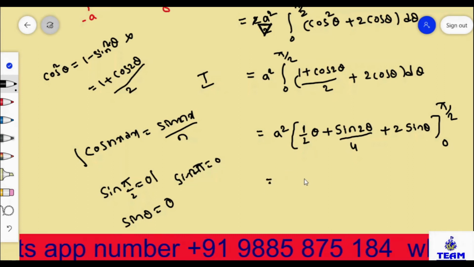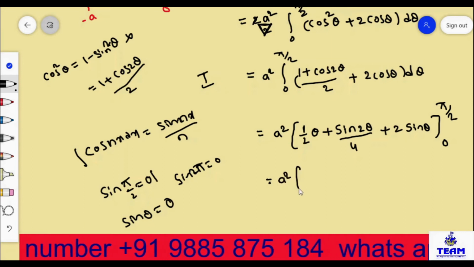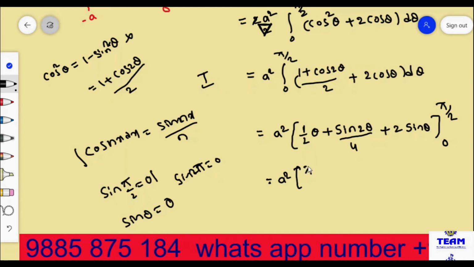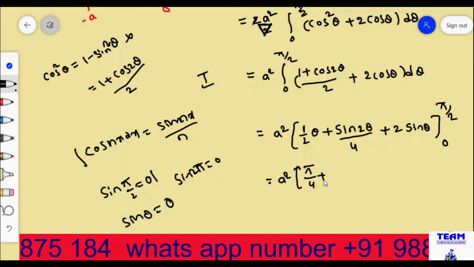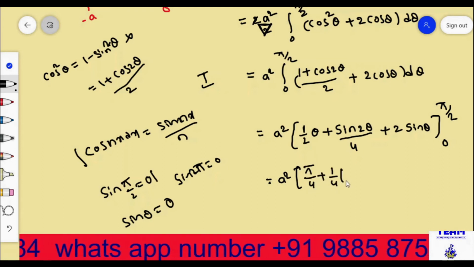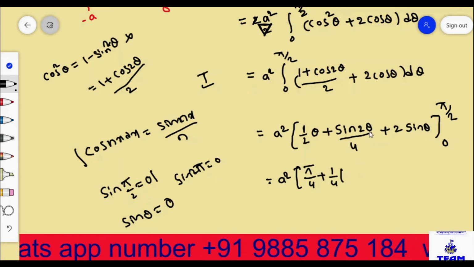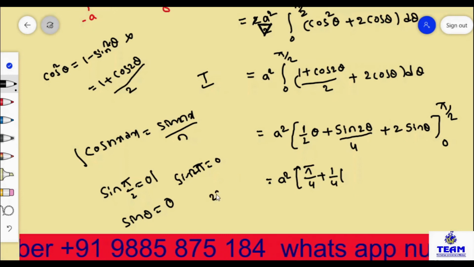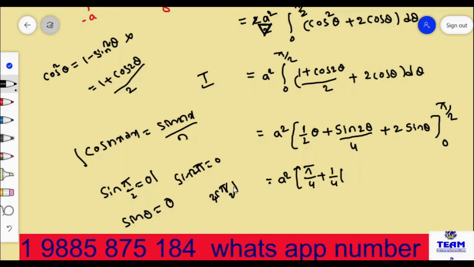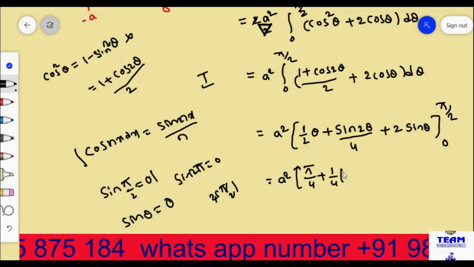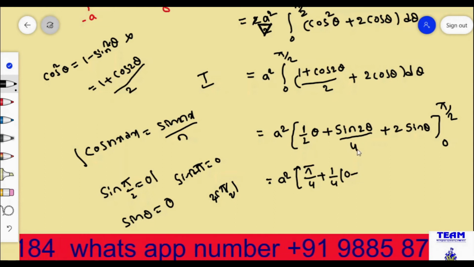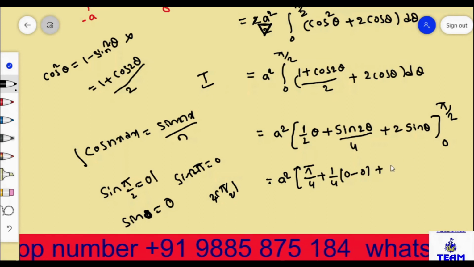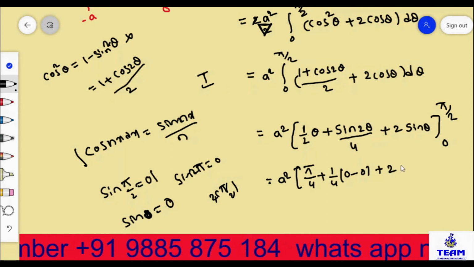Okay, now we are substituting. First you substitute pi by 2. So pi by 2 into 1 by 2 becomes pi by 4. Plus, friends, here you have 1 by 4, which I am writing outside. Now put theta equal to pi by 2, the upper limit. 2 times pi by 2 is pi, and sin pi is 0. Next the lower limit: sin 0 is 0. Plus 2 into sin 0 is 0.